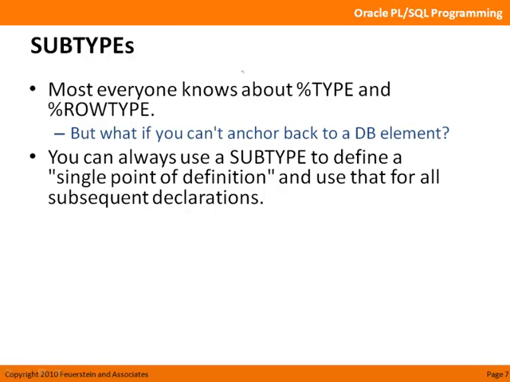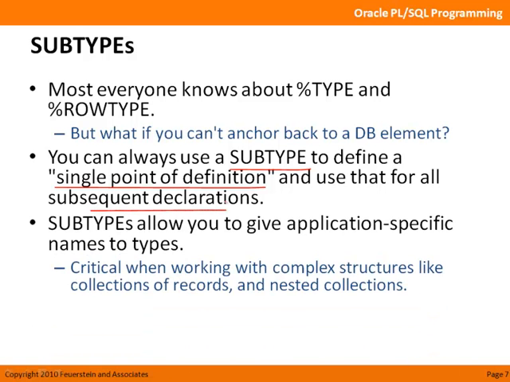In that case, you can always use a subtype to define an application-specific data type, a single point of definition for that type of data, and then use it in all subsequent declarations. And the really wonderful thing about this is that you can declare your own types and give them application-specific names, and hide the details, hide the implementation behind those names, making your code more readable and much more maintainable. This is especially critical when working with complex structures like collections of records, nested collections, and so on.